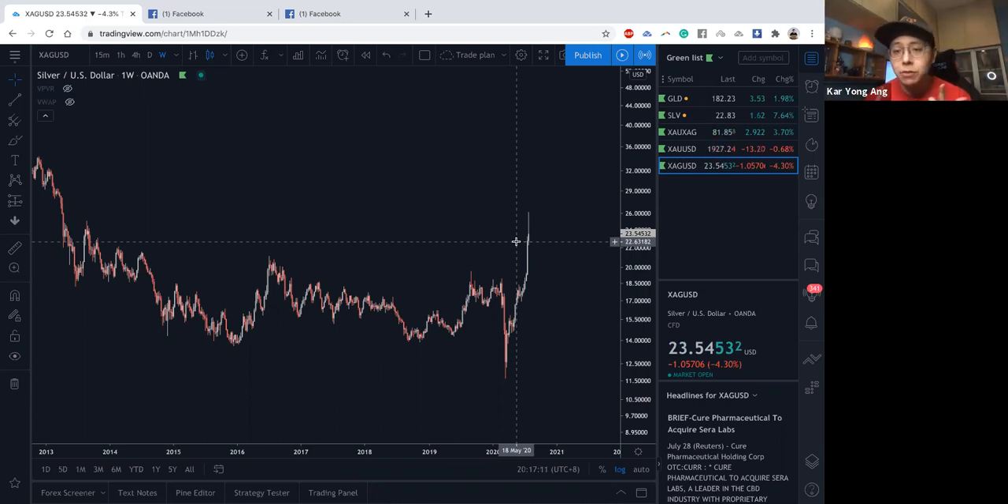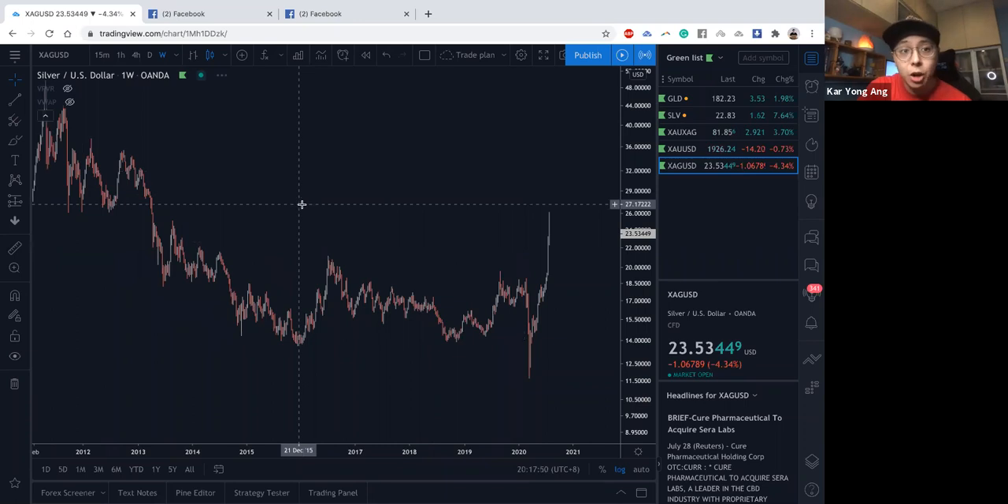Number two, the major fundamental factor is that the Fed has gone into unlimited QE, which means they keep printing money. If the Fed keeps printing money, then the US dollar will likely weaken. Because silver and gold are traded against the US dollar, if the value of the dollar drops, then naturally that will also push the silver and gold price up. So these are the two major factors that led me to focus on gold and silver, of course. Okay, and let me bring you back.